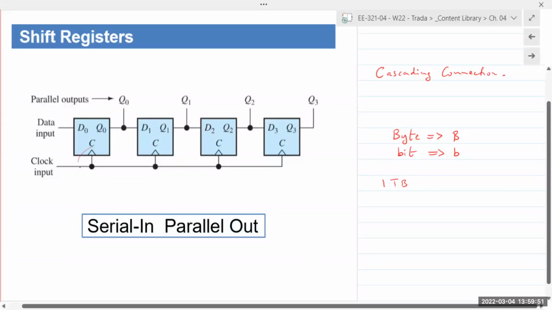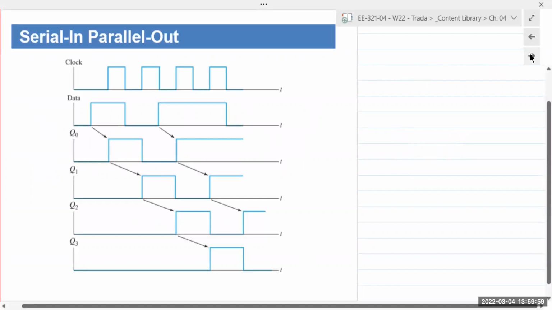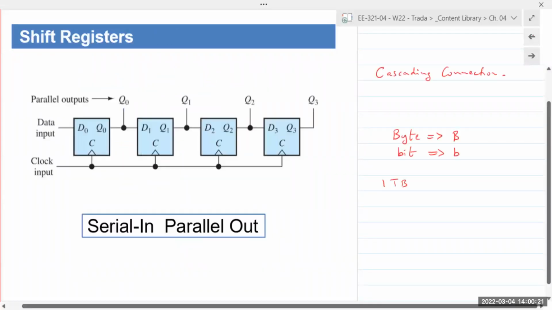Everything is synchronized by this positive edge triggered clock, because there are millions of these literally. So serial in parallel out, every time there is a positive transition, the data moves forward. This is the actual data that is coming in serially. The data moves through each of these flip-flops in a cascading manner, right? Because the input of each is connected to the output of the previous one.